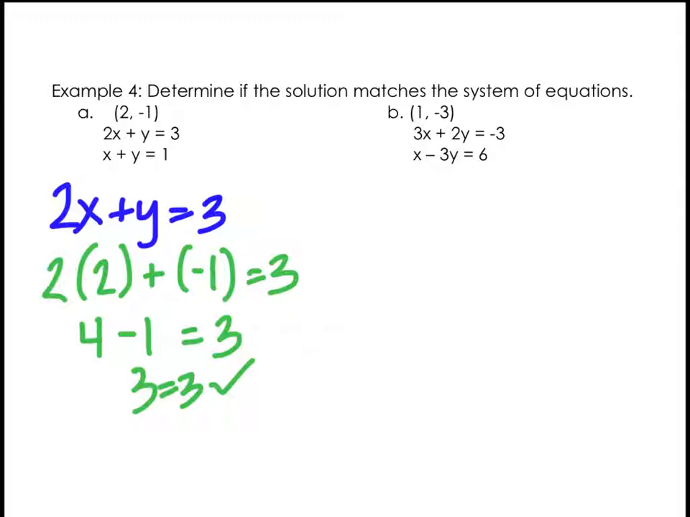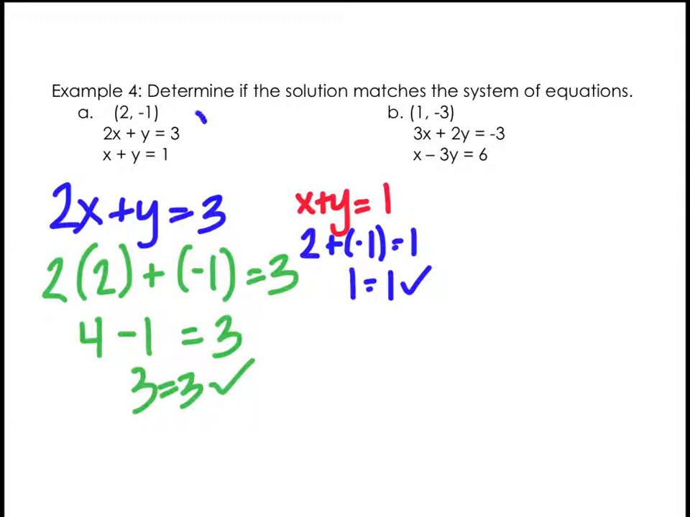Then I'll try x plus y equals 1. I'll plug in my ordered pair. So 2 plus negative 1 equals 1. 1 equals 1, which is correct. So my answer would be yes. That is the correct solution.